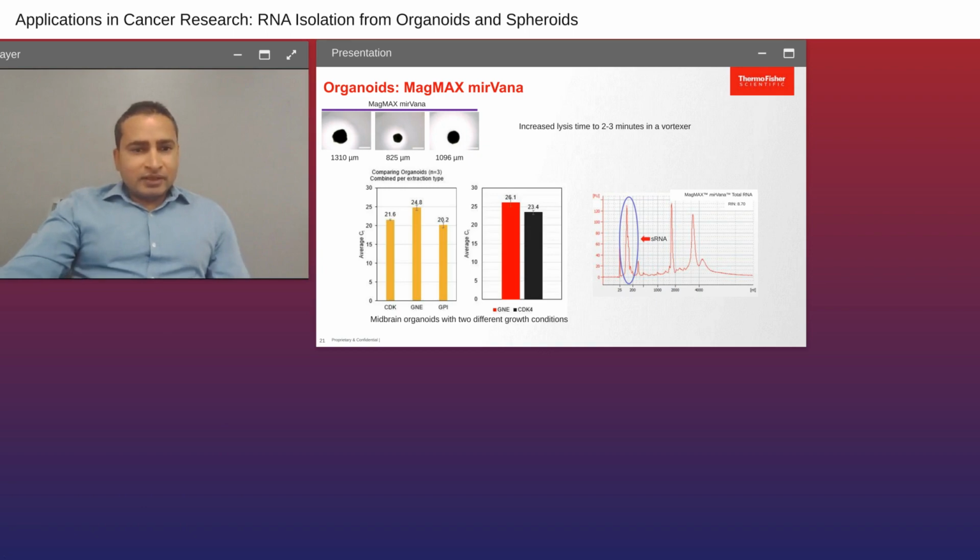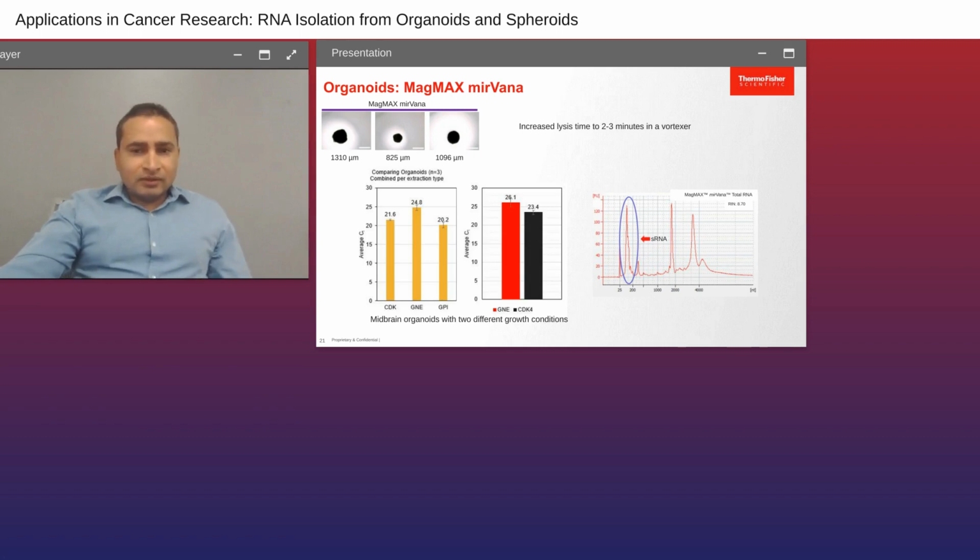To ensure that the extraction protocols produced high-quality RNA and did not reduce RNA integrity, we also analyzed the quality of RNA isolated from individual organoids using the Agilent bioanalyzer. So the electropherogram traces indicated that high-quality RNA could be isolated with minimal loss of integrity, as shown here by RIN value or RNA integrity number of 8.7.